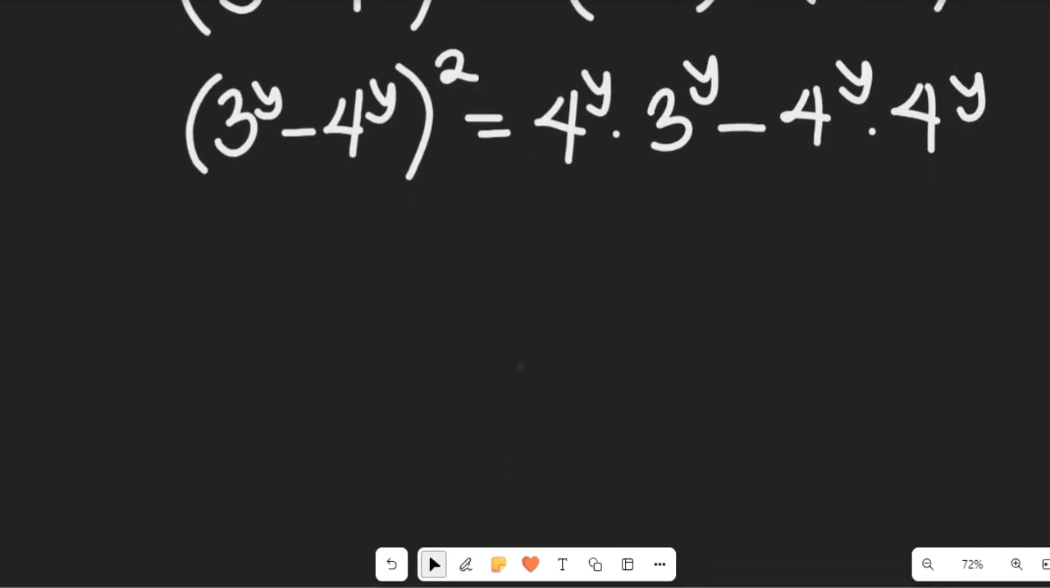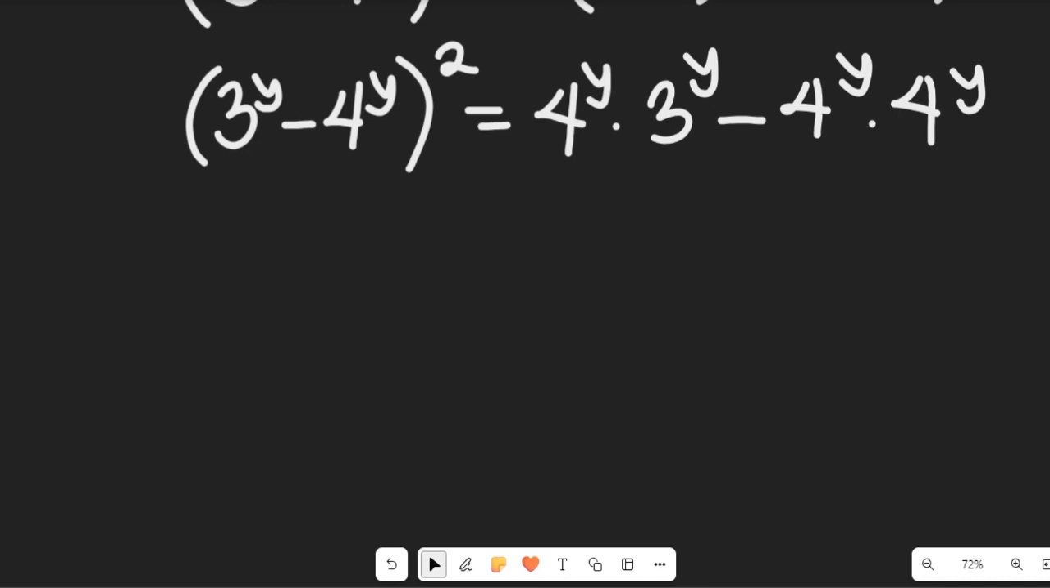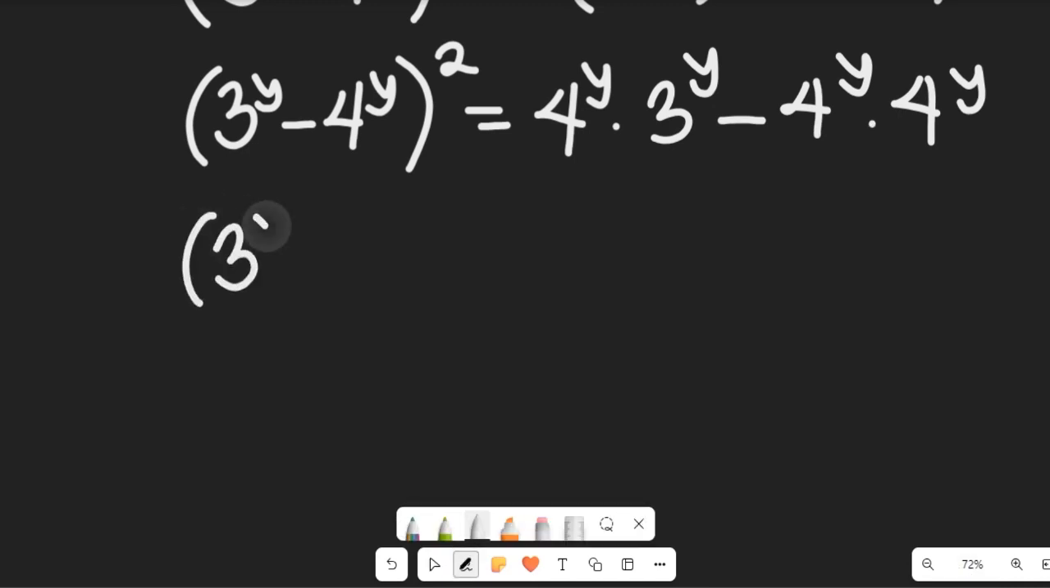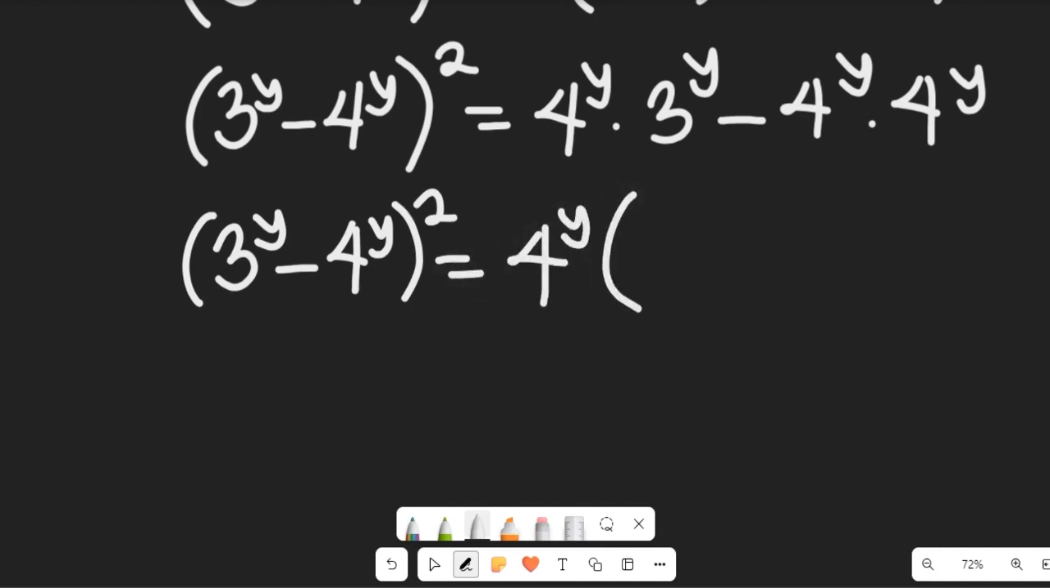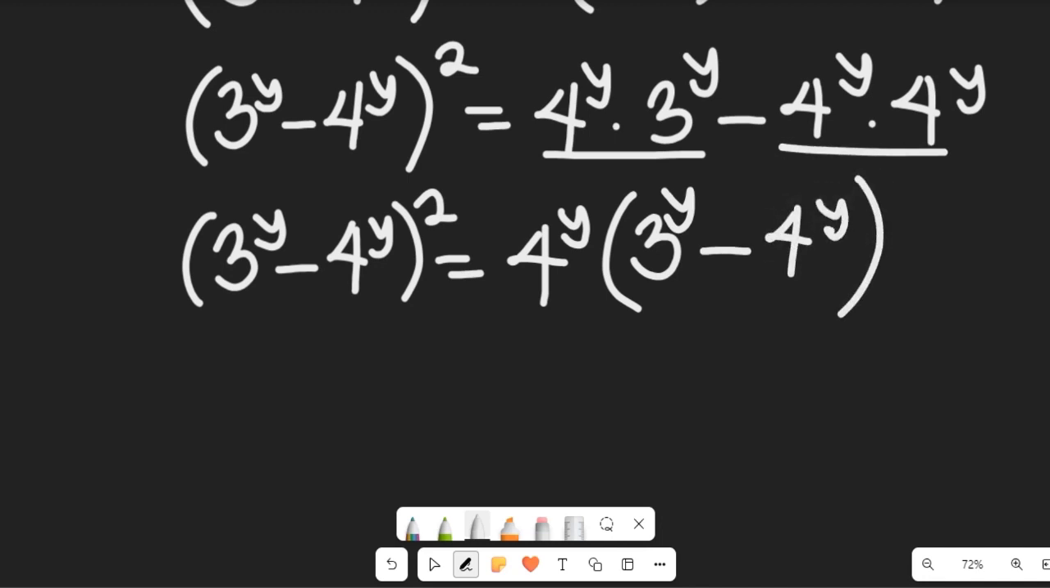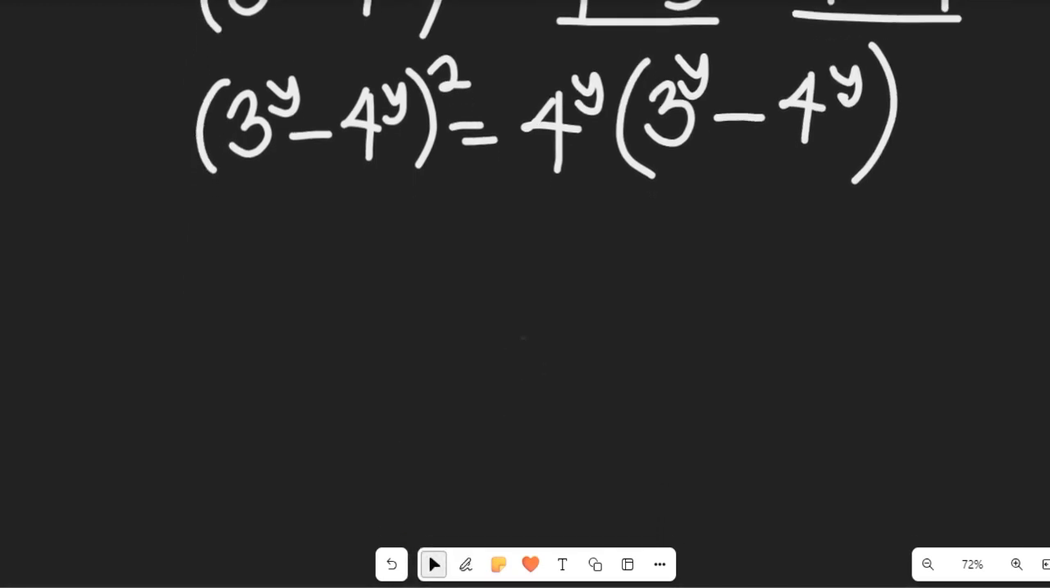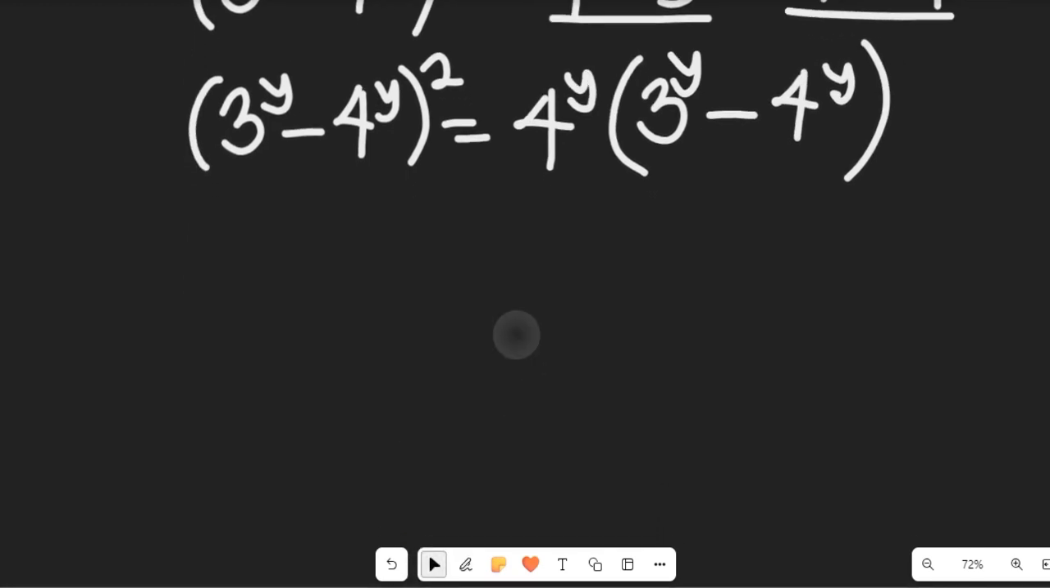So if you look at the right hand side, you come to see that 4 to the power of y is common. So we're going to bring it out. So we'll have 3 to the power of y minus 4 to the power of y all squared, and that will be equal to 4 to the power of y times 3 to the power of y minus 4 to the power of y. Now if we divide all these by 4 to the power of y, we'll be left with 3 to the power of y minus 4 to the power of y. So you can see that 3^y minus 4^y is common.